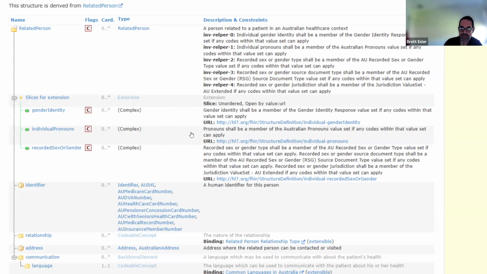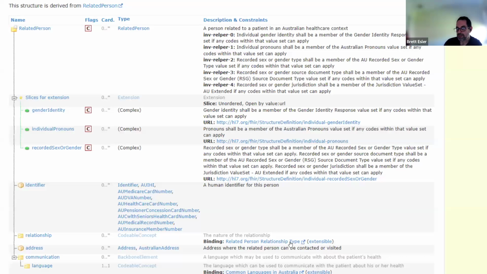This is similar to what the patient definitions have. And there's also a set of individual identifiers here, IHI, Medicare numbers, and other card numbers that are relevant for an individual.